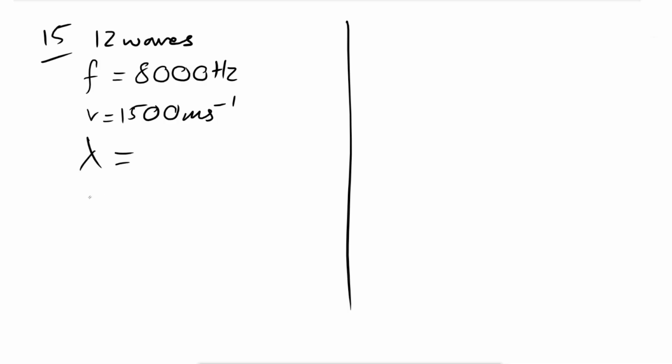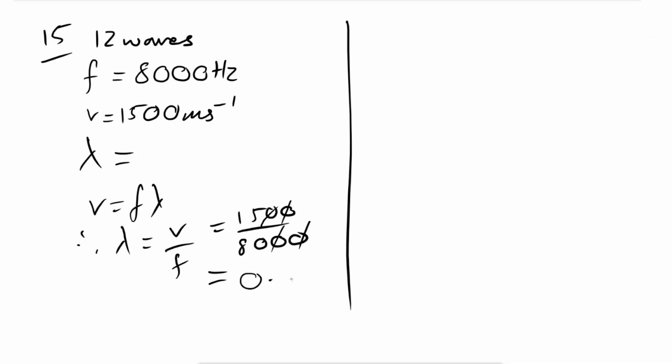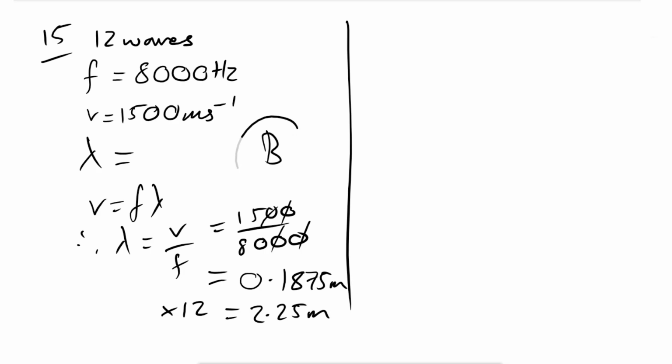We know that v or c is equal to f lambda. Therefore, lambda is equal to v over f. So that is 1,500 divided by 8,000. So that gives us a wavelength of 0.1875 meters. Times that by 12, and we end up with 2.25 meters. So the answer is B.